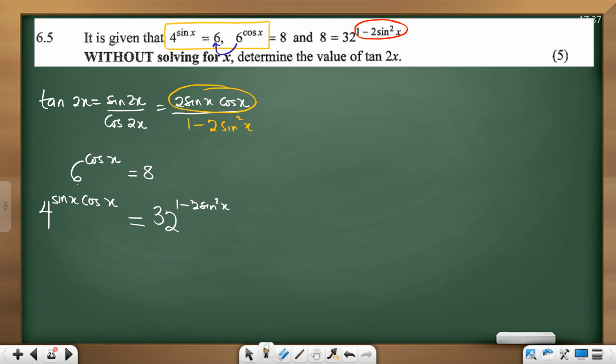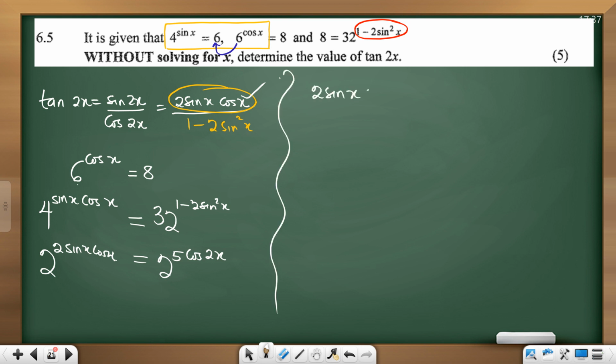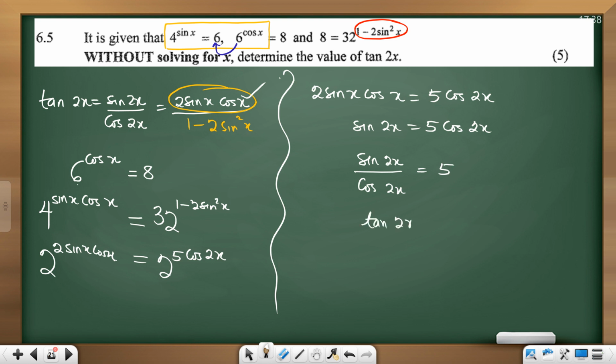But what is 8? We're just substituting things right now. Can I write both of them as the same base since I'm working with exponents? What do I have? 2 to the power of what? 2 sine x cos x equals to 2 to the power 5 times what is 1 minus 2 sine squared x? Cos 2x. My bases are equal. What do I do? We equate the exponents. So what do I have? 2 sine x cos x equals to what? 5 cos 2x. What is 2 sine x cos x? Sine 2x equals to what? 5 cos 2x. Can I divide both sides by cos 2x? What do I have? Sine 2x over cos 2x equals to 5. What is that? Tan 2x is 5. Very lovely piece of question.